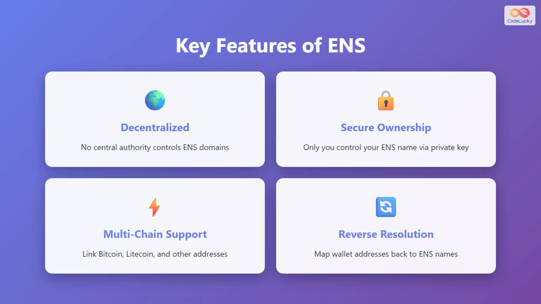ENS has several key features that make it powerful. First, it's completely decentralized, meaning no central authority controls ENS domains. Second, it provides secure ownership where only you control your ENS name through your private key. Third, it offers multi-chain support, allowing you to link addresses from Bitcoin, Litecoin, and other blockchains to a single ENS name. Finally, it supports reverse resolution, which means you can map wallet addresses back to ENS names, making it easier to identify who you're transacting with.